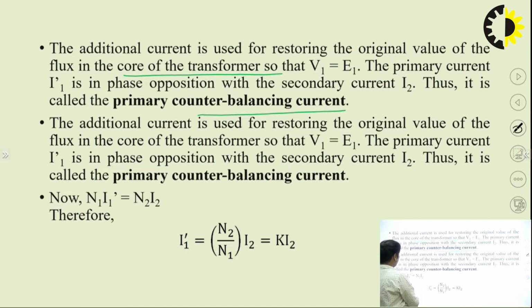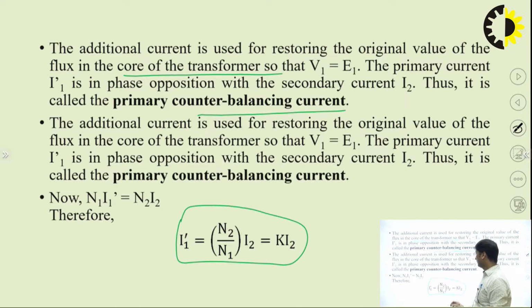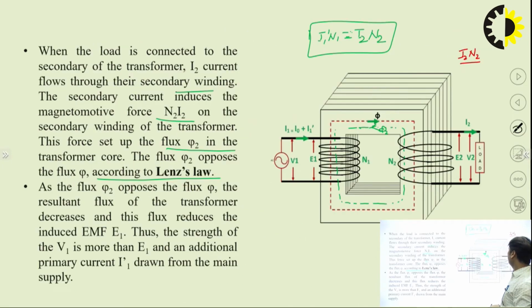So from here, I1 dash N1 is equal to I2 N2. From here, we can calculate the value of I1 dash, which depends on the transformation ratio K. So I1 dash is equal to K times I2. This is very important, because the flux has to be constant, but momentarily, because of this load current, some flux will flow in the opposite direction. So to maintain it constant, some extra current has to flow from the primary side.